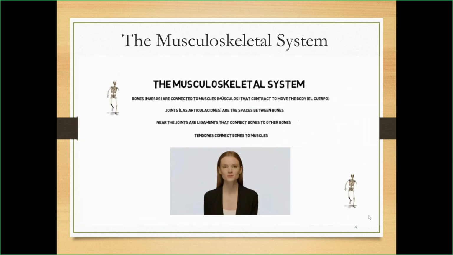Musculoskeletal system. Bones are connected to muscles that contract to move the body. Joints are the spaces between bones. Near the joints are ligaments that connect bones to other bones. Tendons connect bones to muscles.